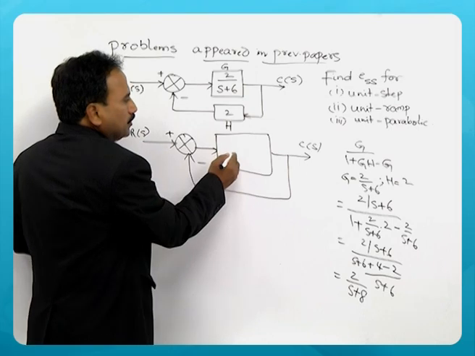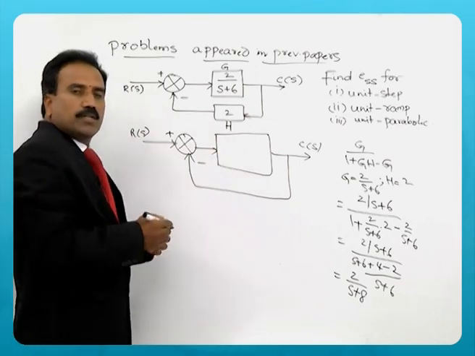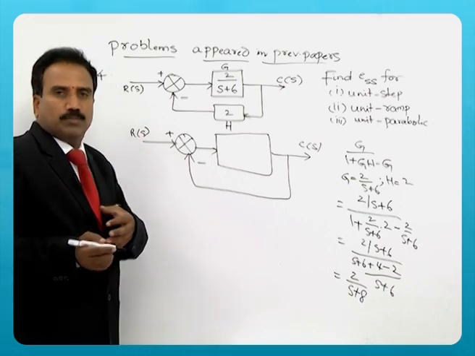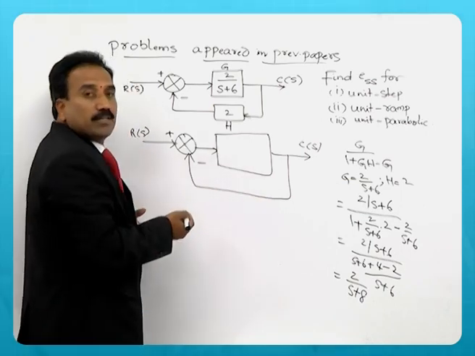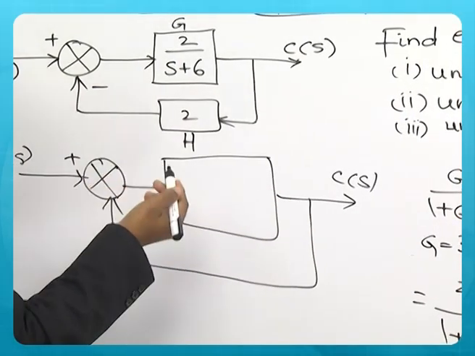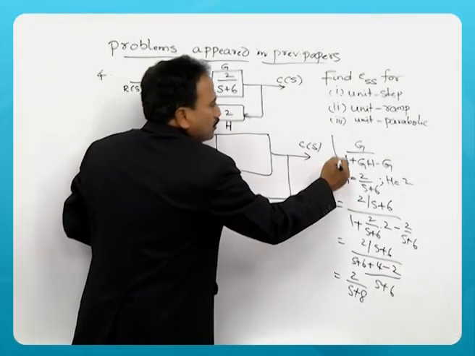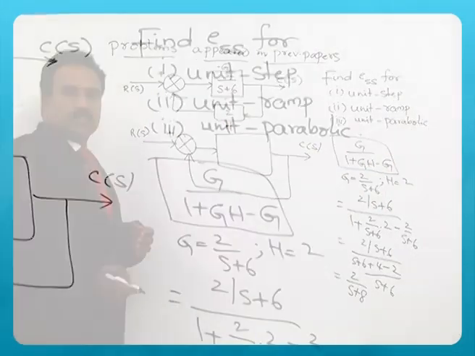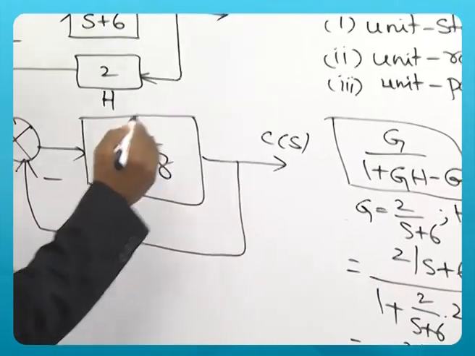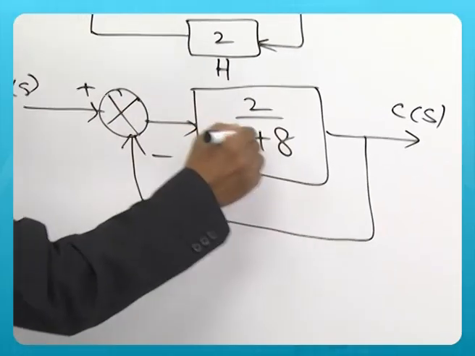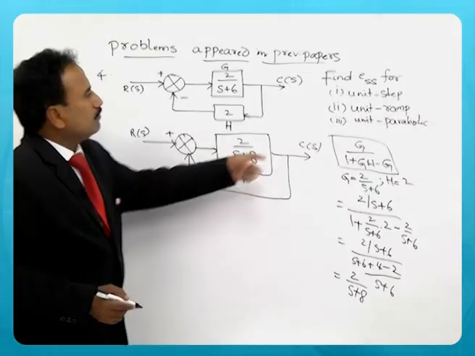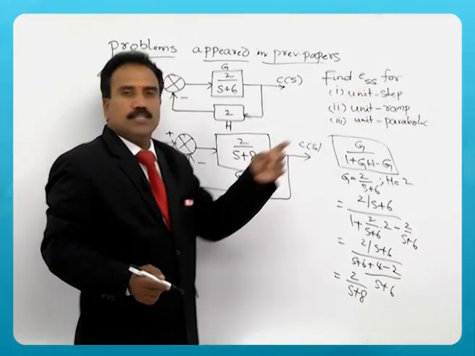That function you need to write here, because steady state error is the error between reference input and actual output in a unity feedback control system. So, when you transform this non-unity feedback control system into unity feedback using this formula G by 1 plus GH minus G, the function becomes 2 by s plus 8. Now, you consider this as G for this unity feedback control system. So, the question is now for unit step input, what is the steady state error?